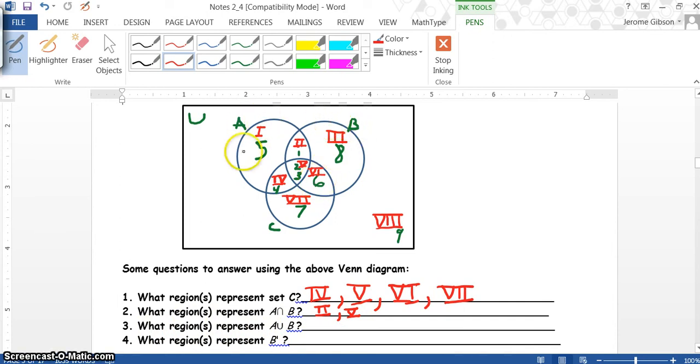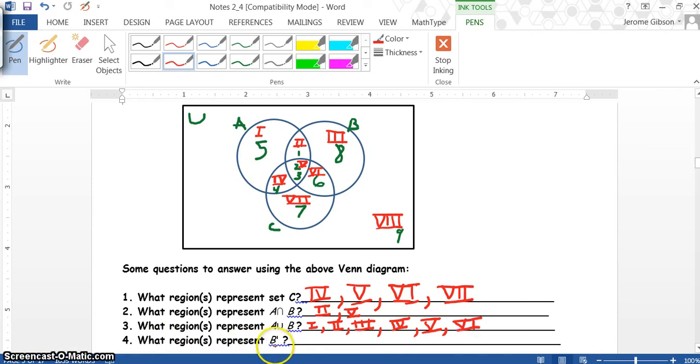Now, what regions represent A union B? So that means we have all of A and all of B. If you notice here, it's all of the sets except for 7 and 8. So it'll be 1, 2, 3, 4, 5, and also 6.